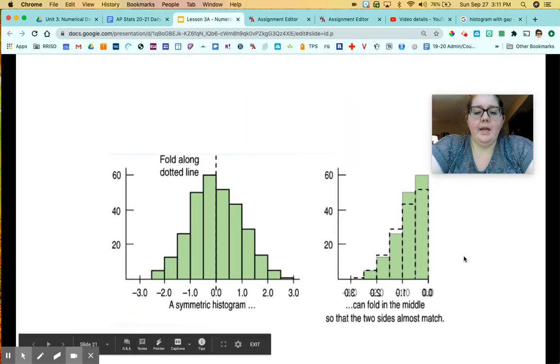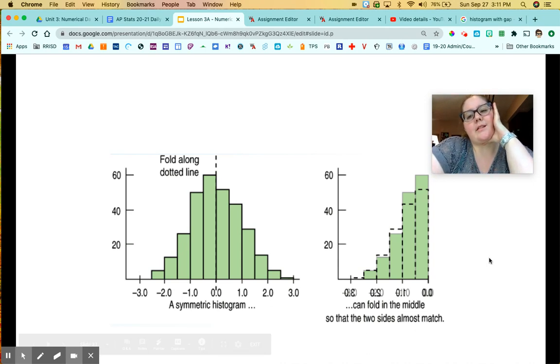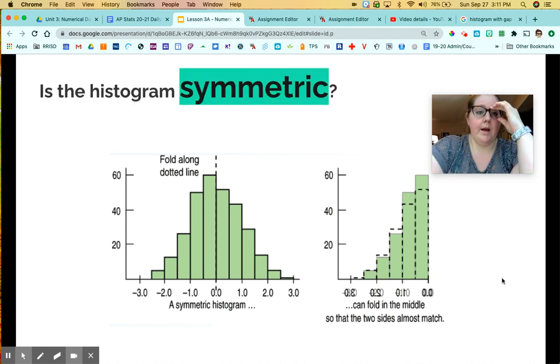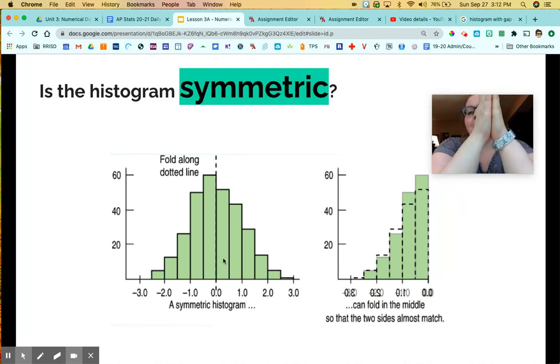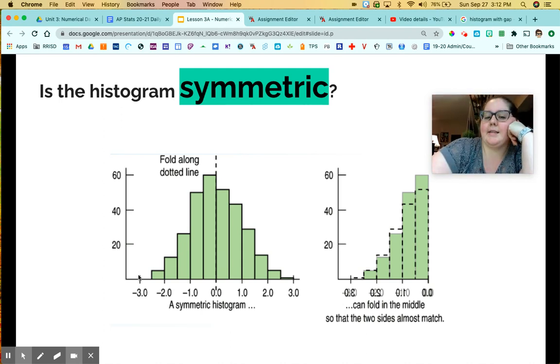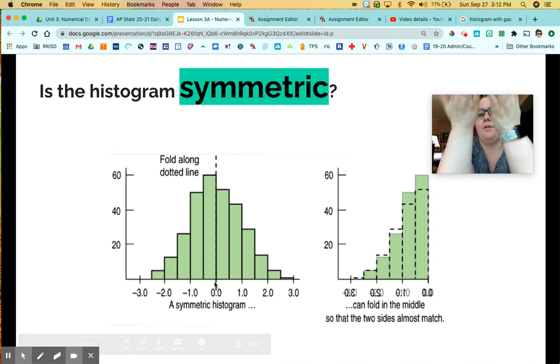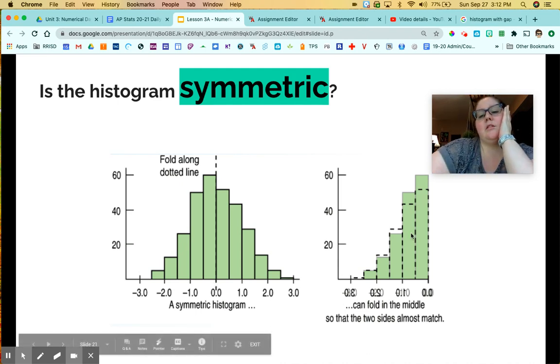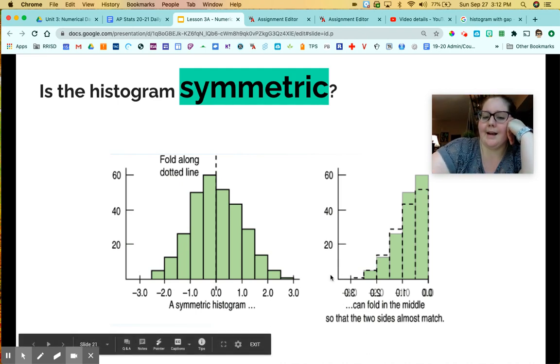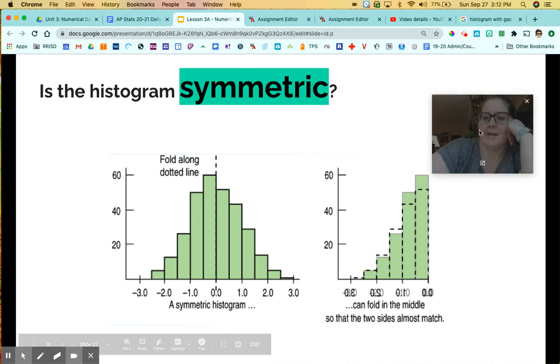So shape is one of several options. Technically, unimodal and bimodal could also be mentioned with shape, but you can mention them with center as well. But with shape, we're usually wanting to know, is the graph symmetric or not? Symmetric would mean that if we fold it in half at the middle, it would look roughly the same on either side. So we can see here, if I find the middle of my x-axis numbers and fold it in half right there, my bars look roughly the same on both sides. It's not exactly the same, it's not perfect, but it's pretty close.